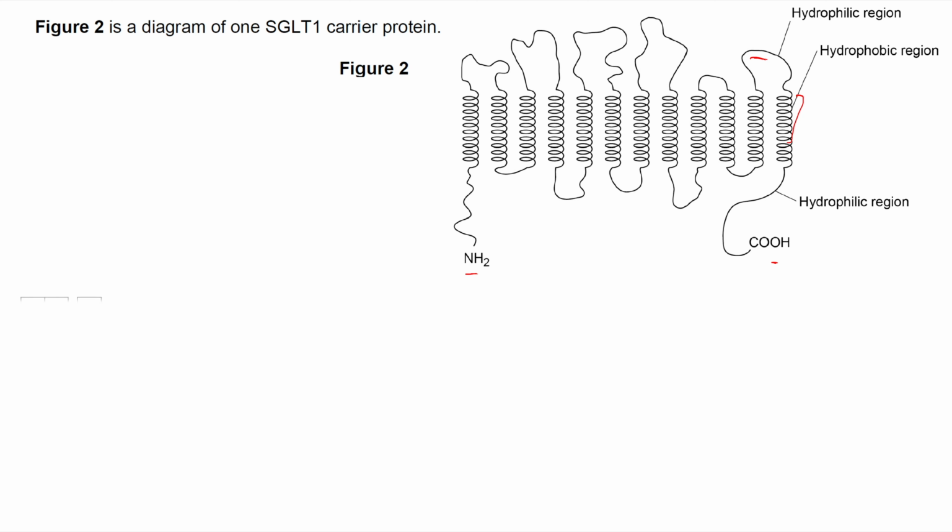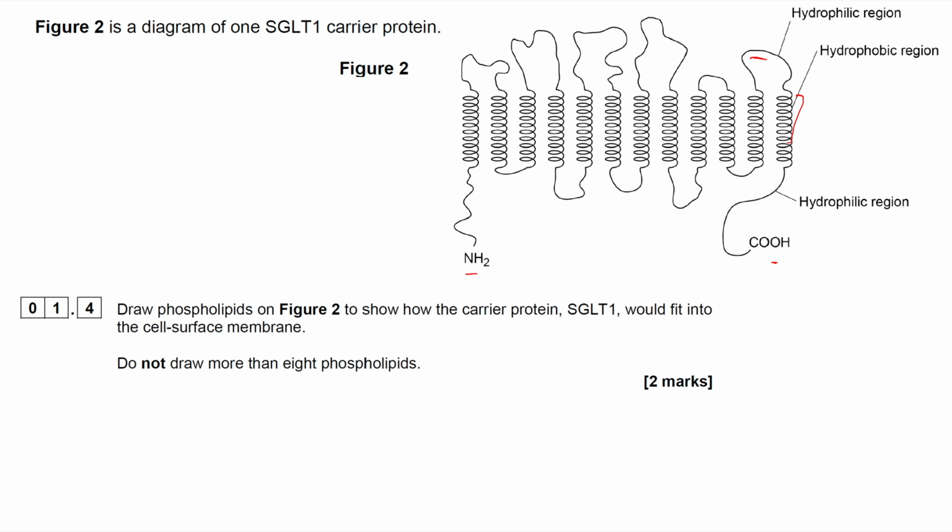The question is, draw phospholipids on figure 2 to show how the carrier protein SGLT1 would fit into the cell surface membrane, and do not draw more than 8 phospholipids. That's for 2 marks, and it's an easy question. All you have to do is show in the figure how this will fit into the cell membrane structure. So this is how it should look.